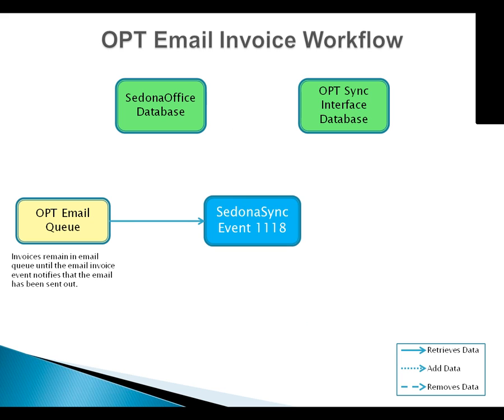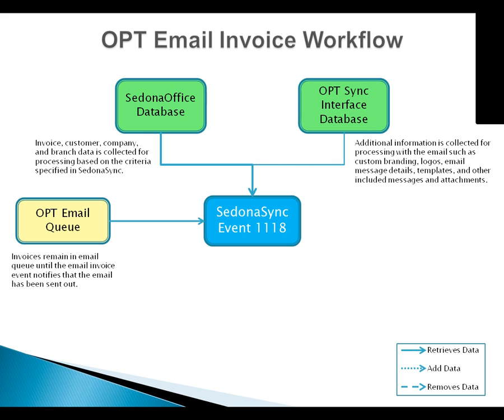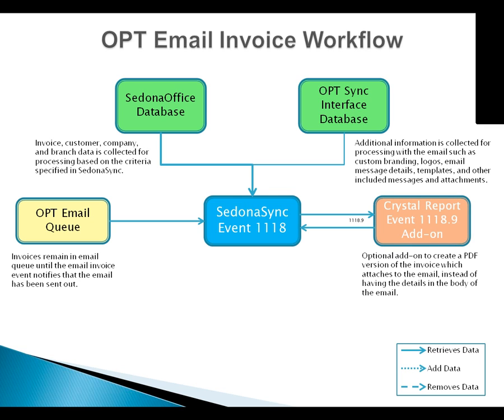So again, we're going to be collecting the information from the email queue. We then combine that with the information from the SedonaOffice database. The invoice information, customer, company, and branch data is all collected for processing. And we combine that with the information from the OPT-Sync interface database. This information, such as the branding, the logos, the messages, templates, and other attachments, is added to the event. And then, if equipped, we create and generate the Crystal Report add-on so that the PDF is created and attached to the email invoice.